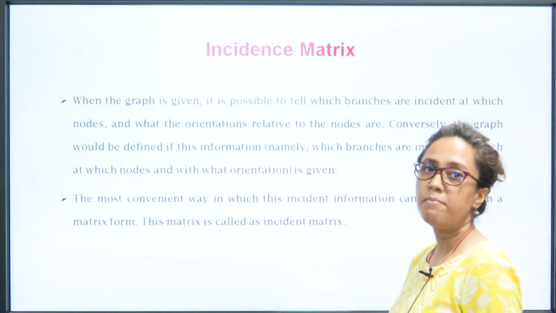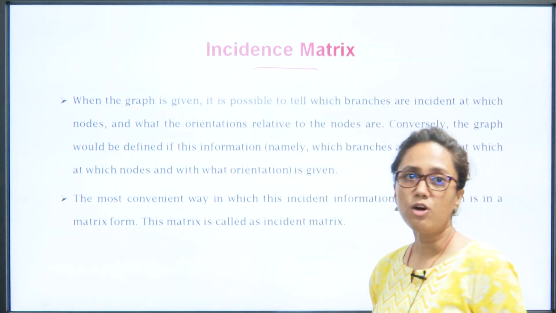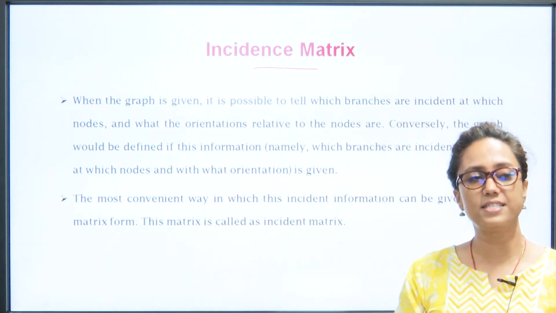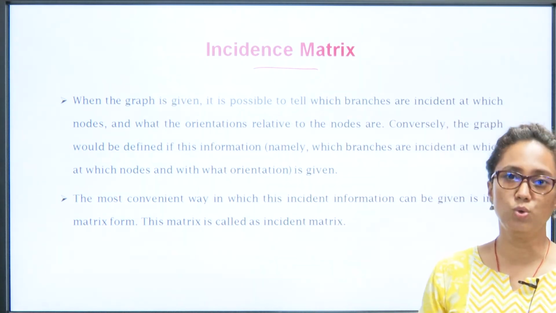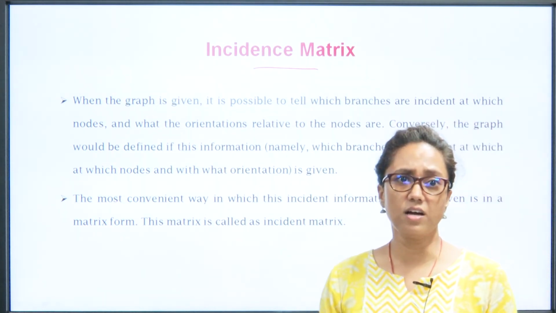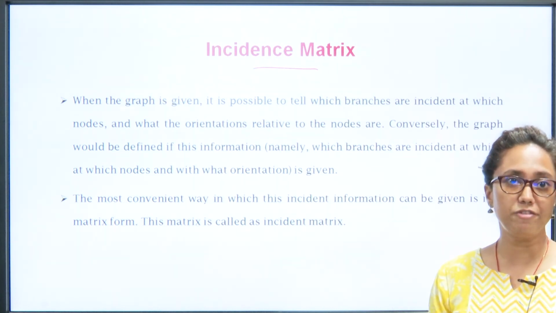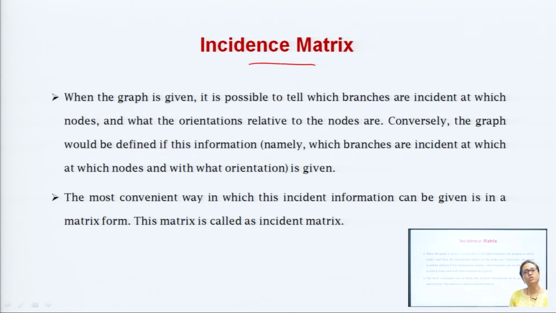Now the next topic is the incidence matrix. When a graph is given, from the graph we can tell which branch is incident on which node, and what orientation the branches have relative to the nodes. Or conversely, we can say that a graph would be defined if this information, that is which branches are incident at which node with what orientation, is given. A convenient way to give this information is by an incidence matrix.